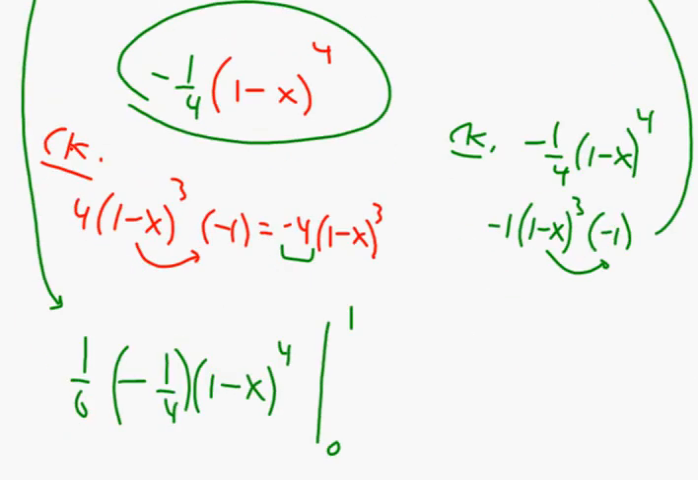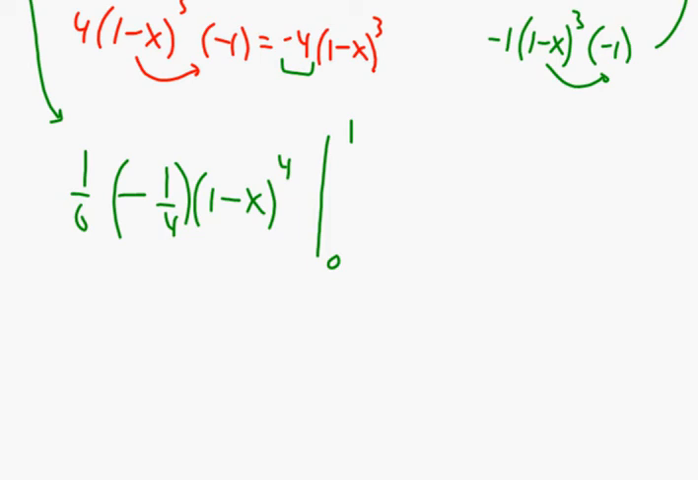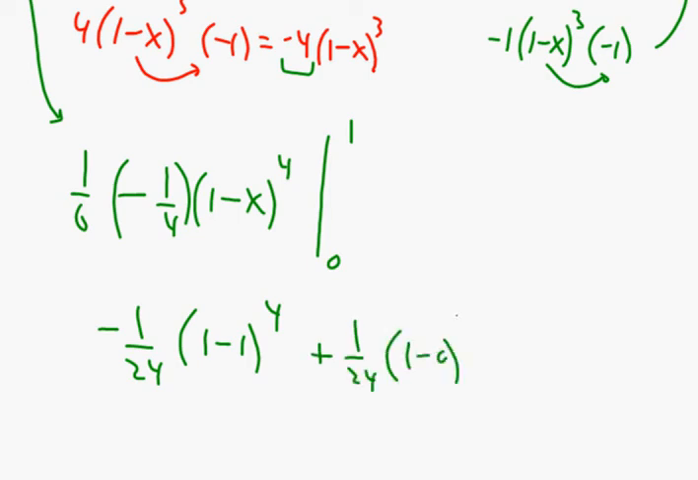All right. So this is negative 1/24 times 1 minus 1 to the 4th. Then minus negative or plus 1/24 times 1 minus 0 to the 4th. So when everything's said and done, you just get an answer of 1/24. Okay. So a lot of work for a pretty small, simple answer.